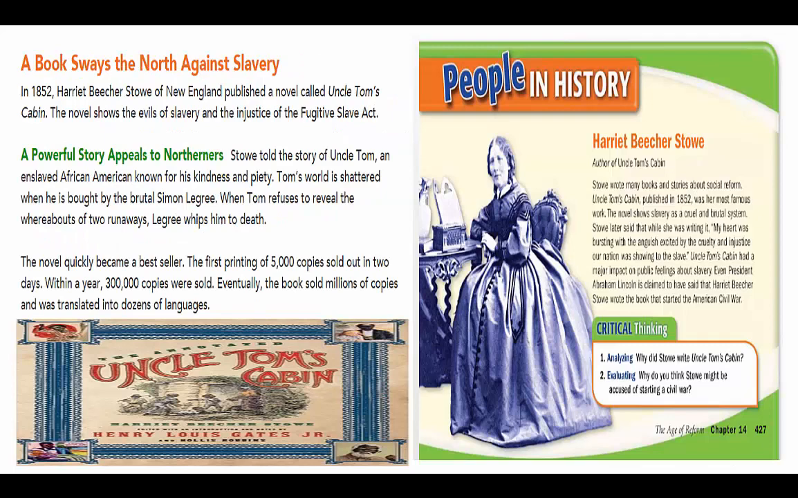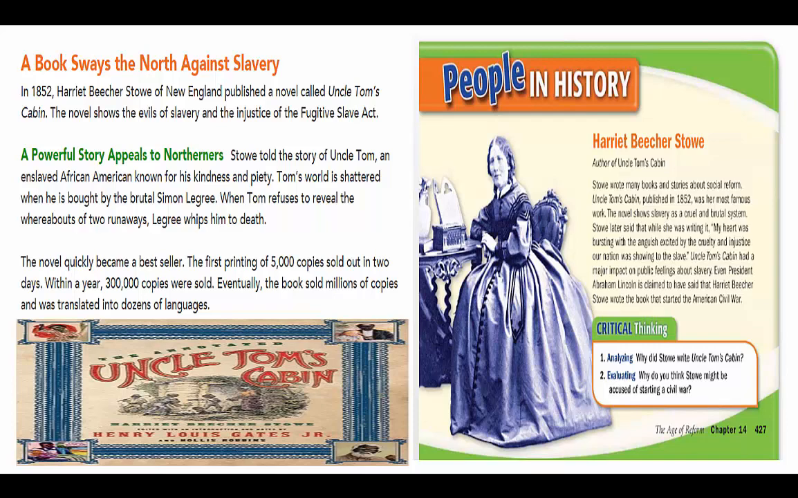A book sways the North against slavery. In 1852, Harriet Beecher Stowe of New England published a novel called Uncle Tom's Cabin. The novel shows the evils of slavery and the injustice of the Fugitive Slave Act. A powerful story appeals to Northerners.